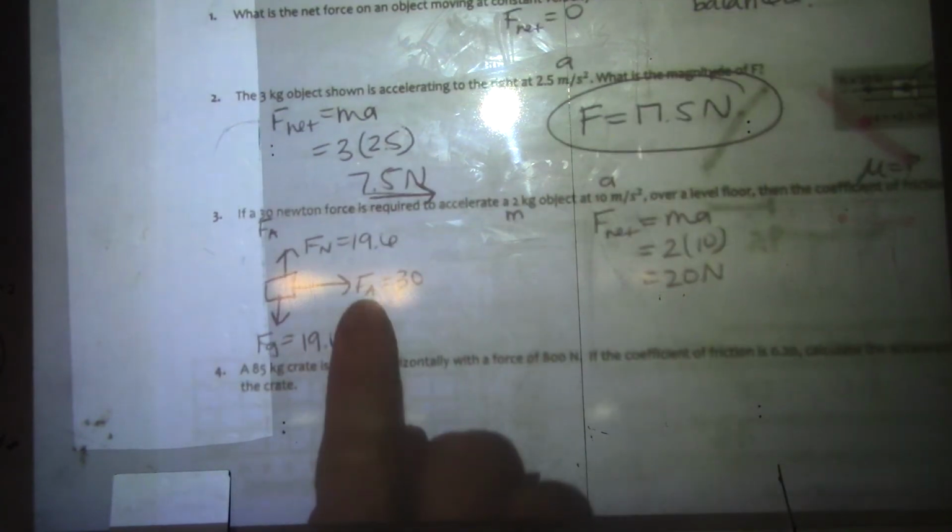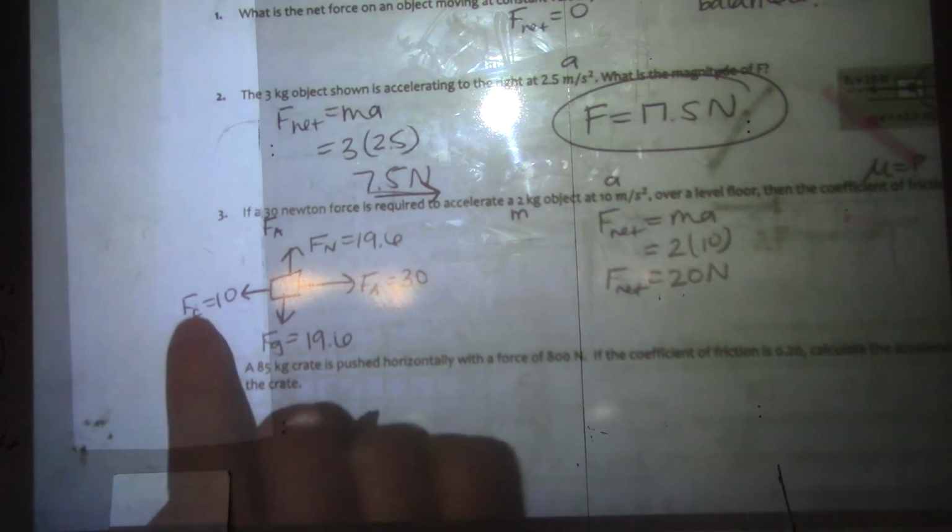I've got this applied force of 30. And then now I also have mass and acceleration, so I can plug into my net force equals ma, mass times acceleration, to get a net force of 20 newtons. Now think about, if I have an applied force of 30 and my net force is actually 20, that means I must have a friction force of 10, because 30 minus 10 would give me 20.